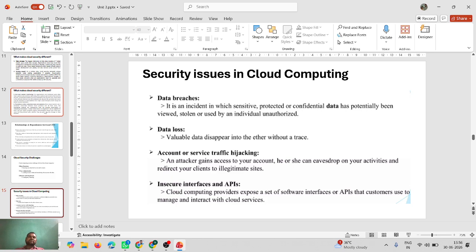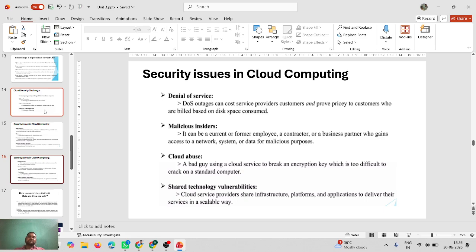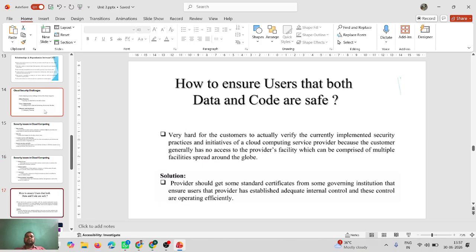If an attacker tries to hijack your data or account, what are the mitigation technologies to secure your data or cloud systems, right? And insecure interfaces and APIs, right? If there are any insecure or malicious or suspicious APIs that customers use to manage and interact with cloud services. And denial of service attacks, malicious attacks, cloud abuse, right? And shared technology vulnerabilities. So these are some security issues associated with cloud computing.